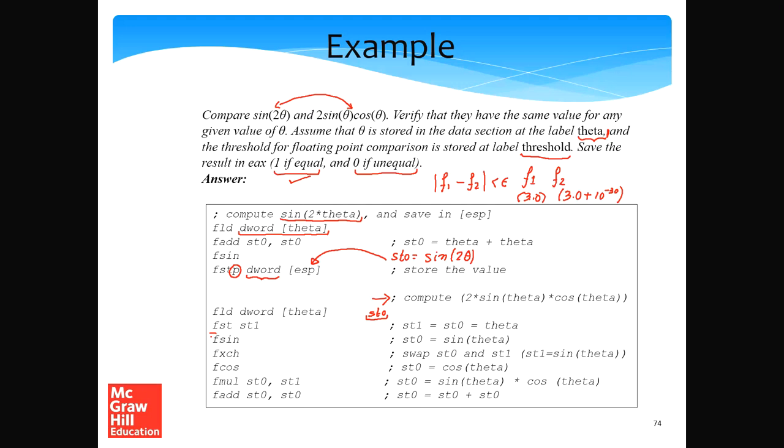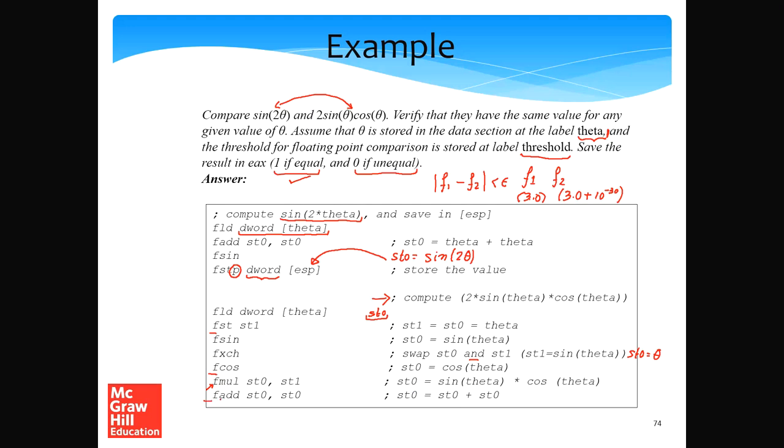Now let's issue the fsine instruction, which computes st0 equal to sine theta. Let's exchange. FXCH swaps st0 and st1. After this instruction, st1 will contain the previous contents of st0, which is sine theta, and st0 will contain the old contents of st1, which is just theta. Then let's issue fcos, which will compute st0 as cos theta. Then let's multiply st0 and st1. So st0 will then contain sine theta times cos theta.